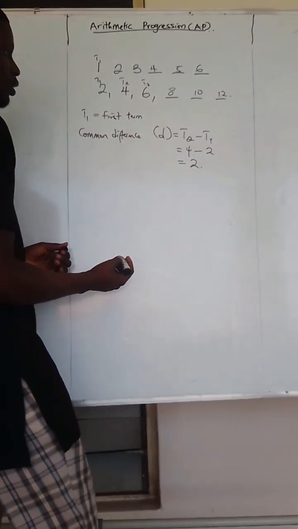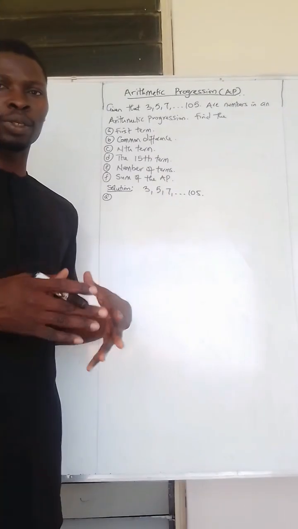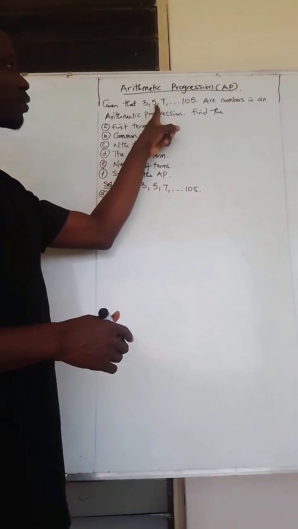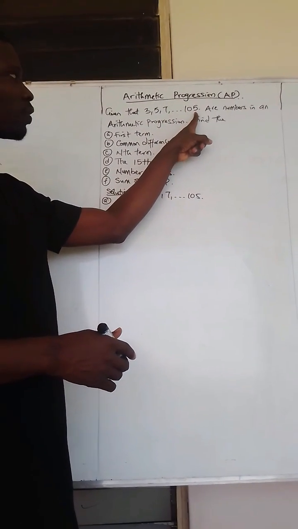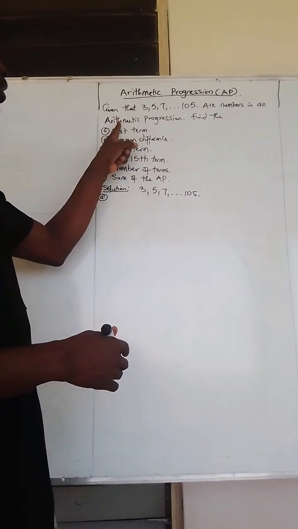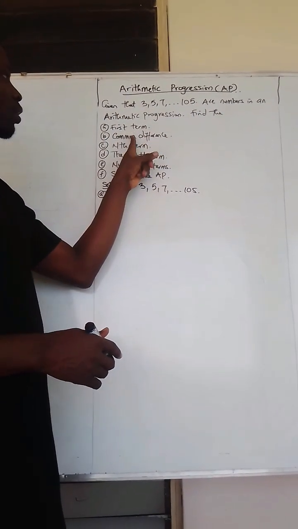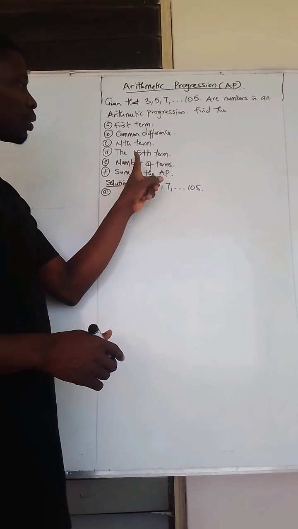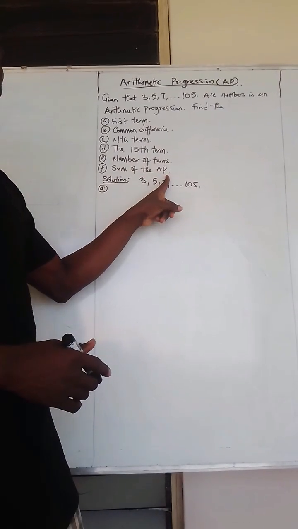Okay, so let's give an example. Given that 3, 5, 7, dot, dot, dot, 105 are numbers in an arithmetic progression, find the first term, the common difference, the nth term, the 15th term, the number of terms, and the sum of the AP.